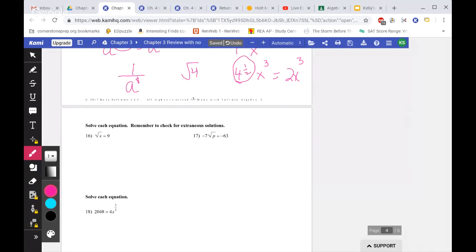All right. Solve each equation. The square root of x equals 9. So the first thing that you're going to do is square both sides to get the x from outside the radical. And if you check your answer, if you take the square root of 81, it does equal 9. So it is true.